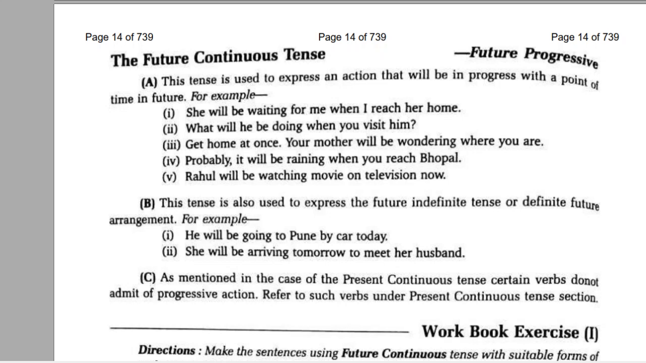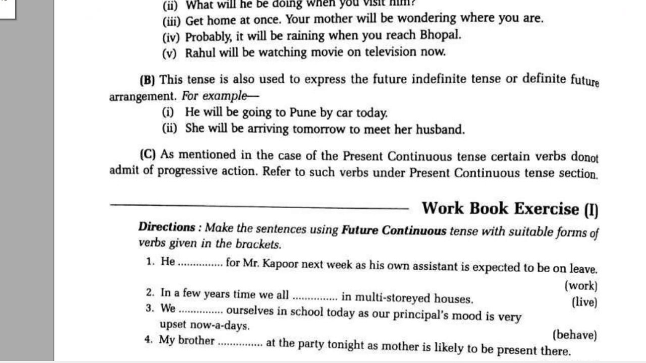This tense is also used in place of the future indefinite tense to express a definite future arrangement. "He will be going to Pune by car." This is something about the future, like after 2 hours or after 3 hours. As mentioned in the case of the present continuous tense, certain verbs do not take the progressive form. Refer to such verbs in the present continuous tense section.